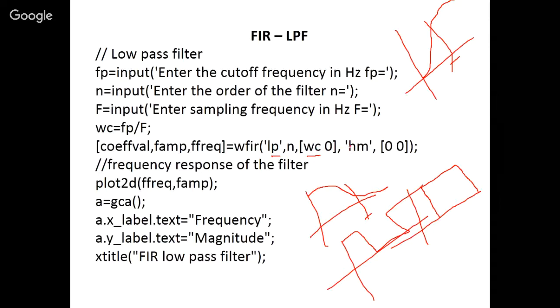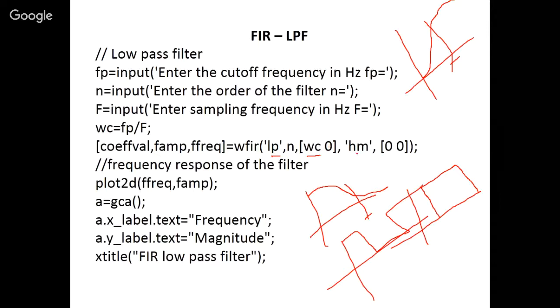So what we have come to know is that for low pass filter and for high pass filter, there will be only one value, that is WC, and the other value will be 0. But for band pass filter, BP, or SB, that is a stop band filter, we have to give 2 values. That means we have to enter the 2 cutoff frequencies, that is FP1 and FP2. Similarly, you have to calculate WC1 and WC2. Here you have to give WC1 and here you have to give WC2.